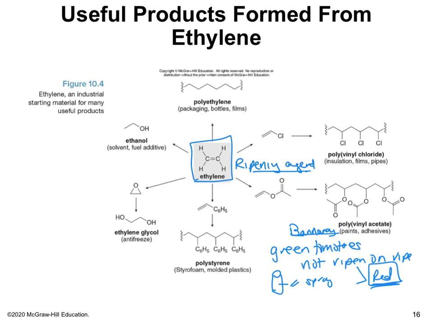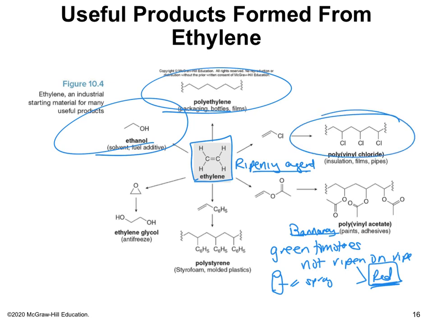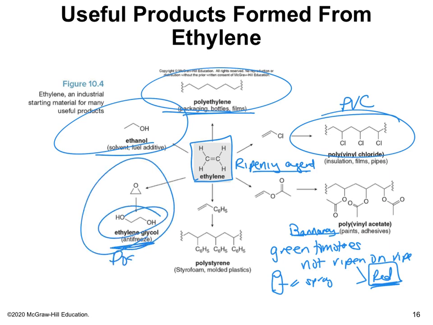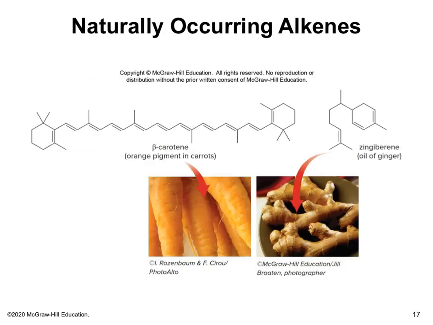But anyway, ethylene is the precursor to many things, like PVC. You've probably heard of PVC plastics, the polyethylene. Ethylene glycol is your antifreeze, which is very poisonous and toxic. Styrene, Styrofoam, paints. So there's a big market for that.